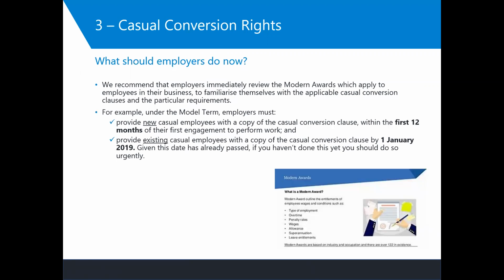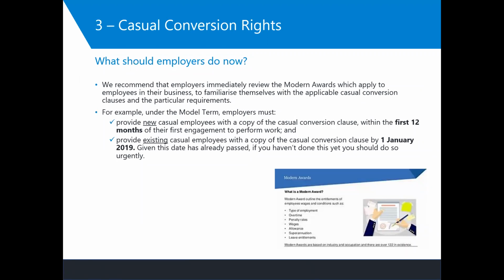Well, what does that mean? What's the definition of a new casual employee? Well, basically, the cut-off date for that was 1 October last year. So anyone that was employed as a casual as at 1 October last year needed to have been given notice by 1 January 2019. So if you had casual employees in your workforce as at 1 October last year and you have not yet given them the copy of the casual conversion clause, I highly recommend that you do that now. You should do it in a manner where you can keep a record of it.